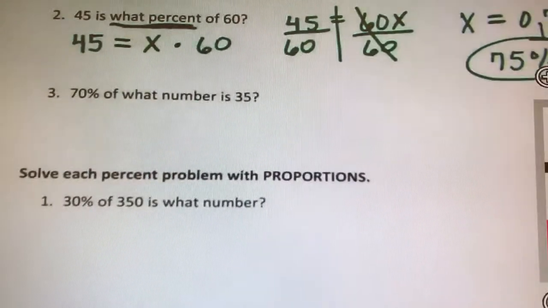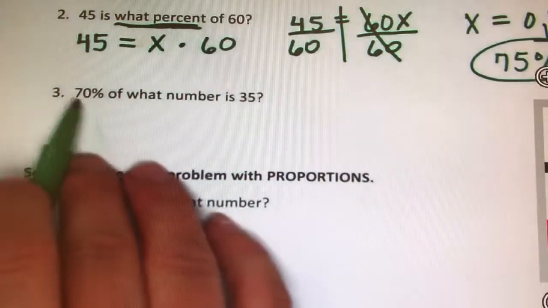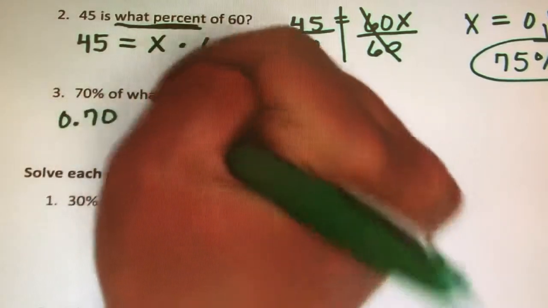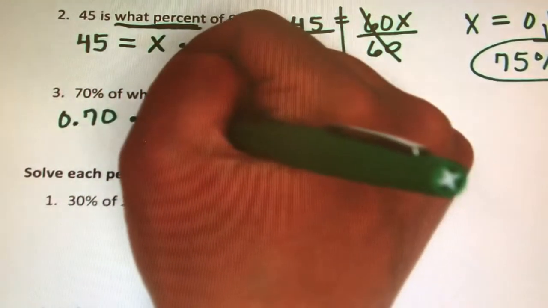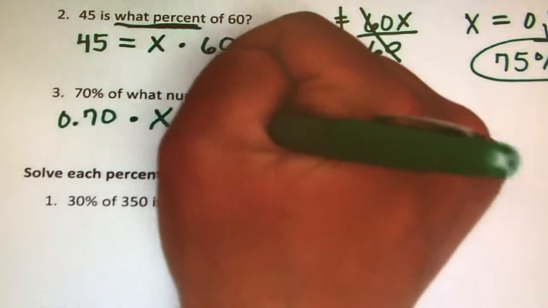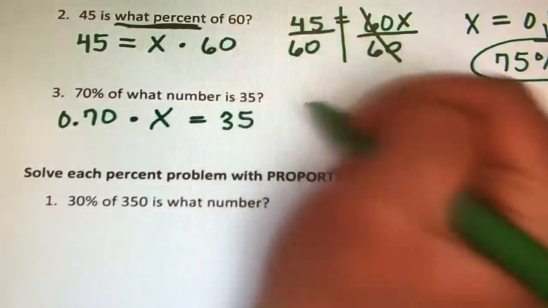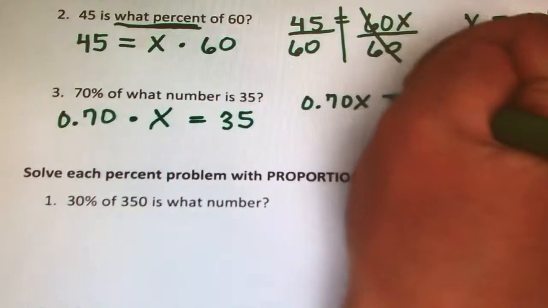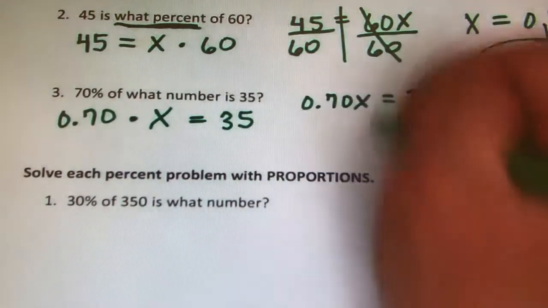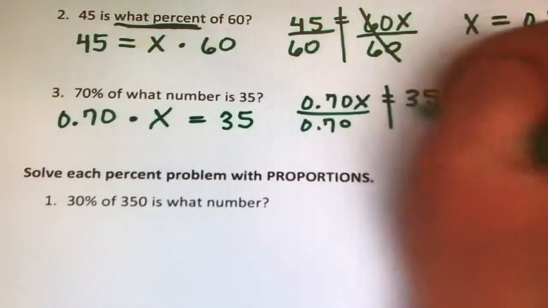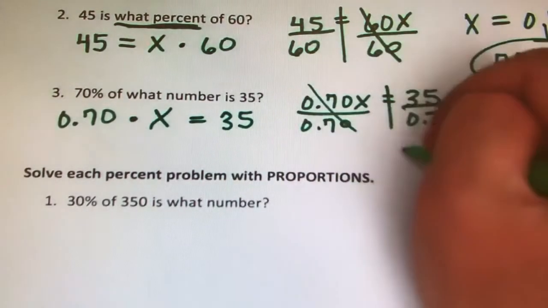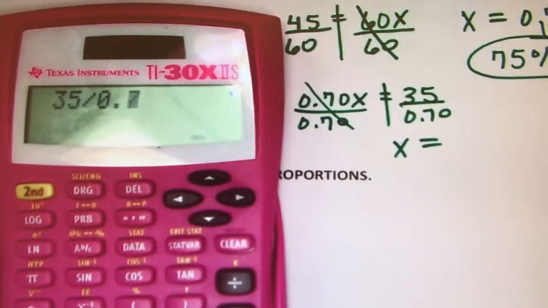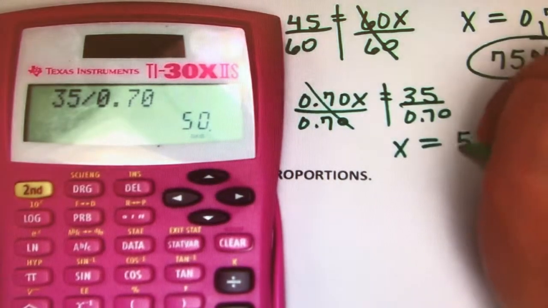Number 3, 70% of what number is 35? So again, when we have a percentage in here, go ahead and write it as a decimal. So 70% would be 0.70 of multiplication. What number? I don't know, so I'm going to put x. Is equals, and then 35. So on this one, again, you can write it condensed, so 0.70x equals 35. And then we're going to divide both sides by 0.70. Those cancel. X equals, so on your calculator, do 35 divided by 0.70. X equals 50.